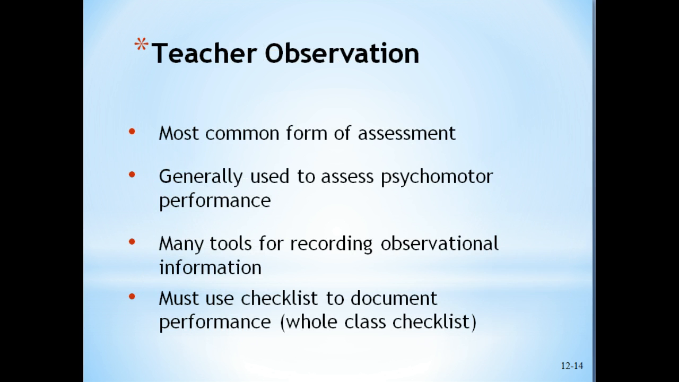Teacher observation is the most common form of assessment in physical education, but it's also the one that's the most abused. In other words, we need a checklist to be able to document things as we observe the students and their responses to our tasks. Unless you have a checklist, it's hard to keep up with what you're seeing and with students' progress along the way. It's generally used to assess psychomotor performance, but sometimes also the affective domain. Many tools are used for recording observational information, and a whole class checklist is the most common.